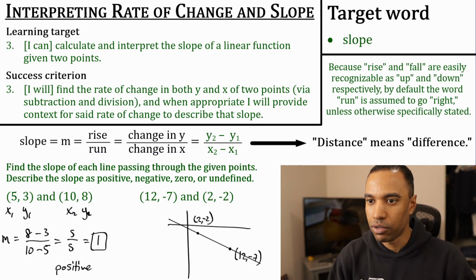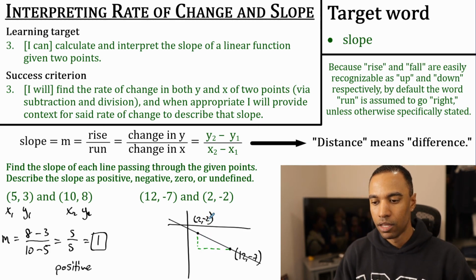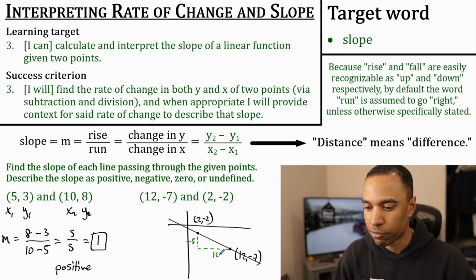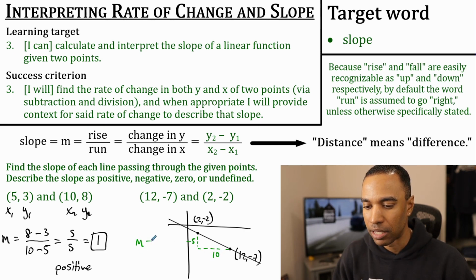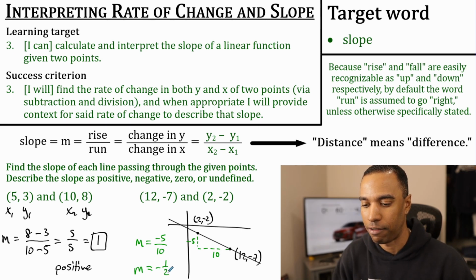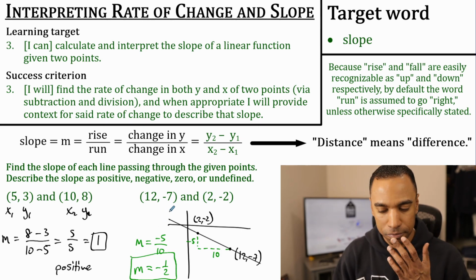So we got to figure out, as I run, how much does it fall? From -2 to -7, I have fallen 5. From 2 to 12, I have run 10. My slope is -5 over 10. This reduces, y'all, to -1/2. That's my slope on this one, -1/2.